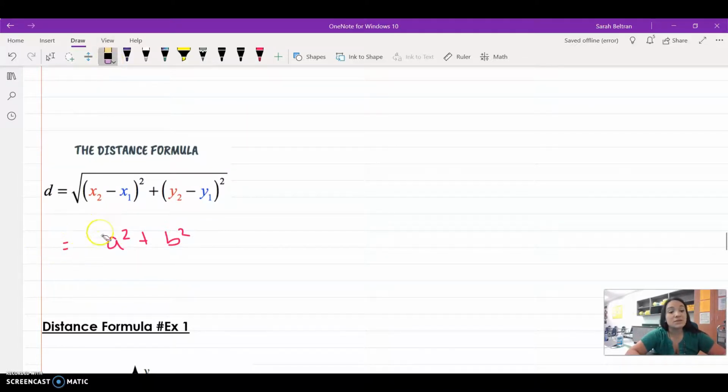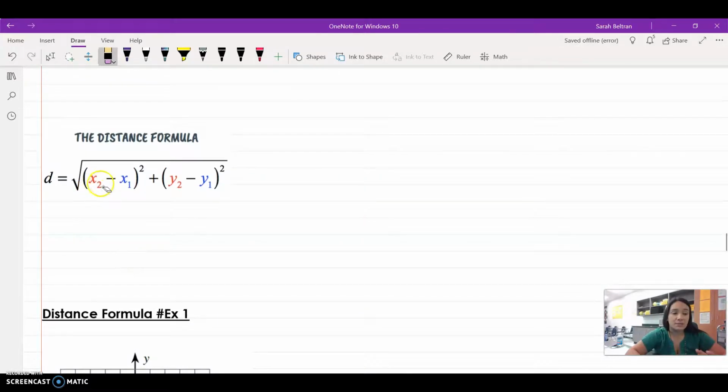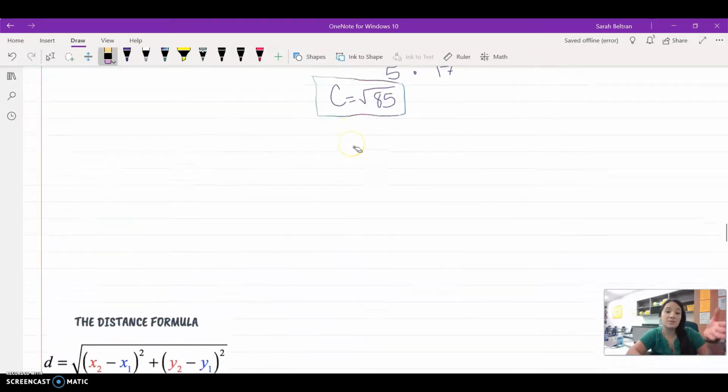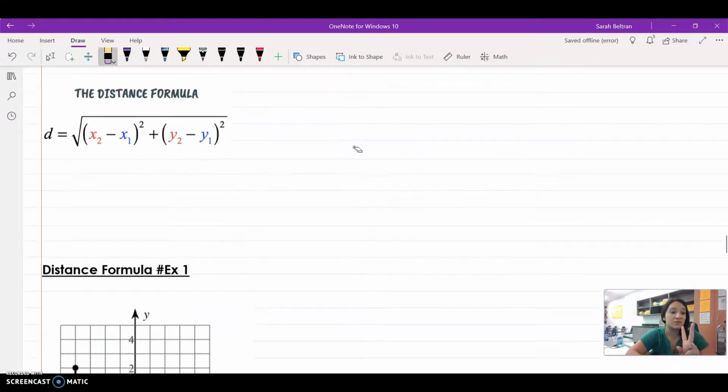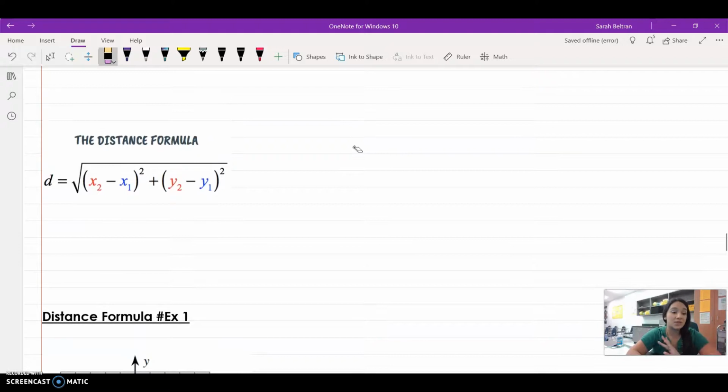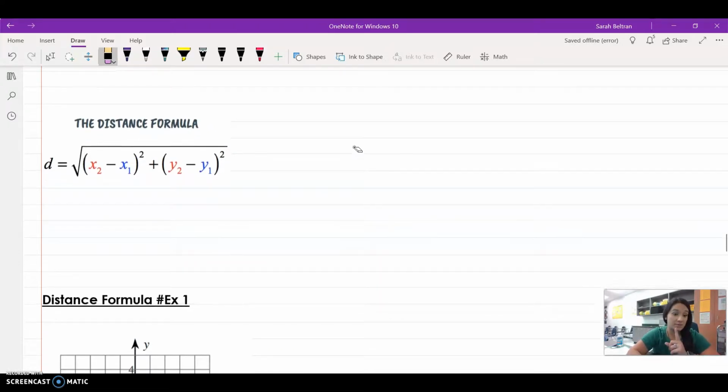So you can either use this distance formula, which is very similar to our midpoint. Remember, we label one point x1, y1, and the other one x2, y2. Or you can use that Pythagorean theorem that I just did up here. It's going to give you the same exact answer. So there's two different ways you can solve it. And I hope you're taking good notes because you're about to have another example.